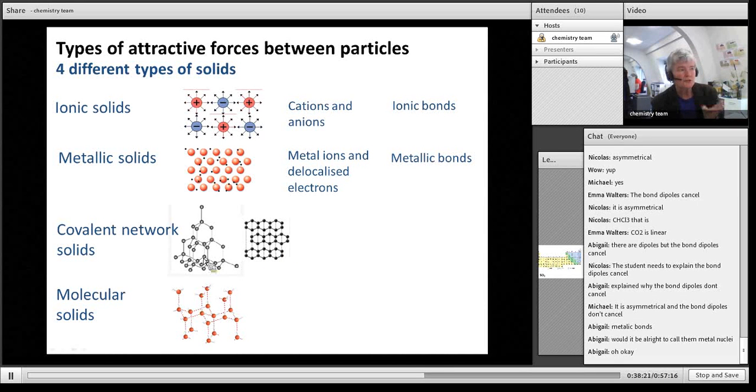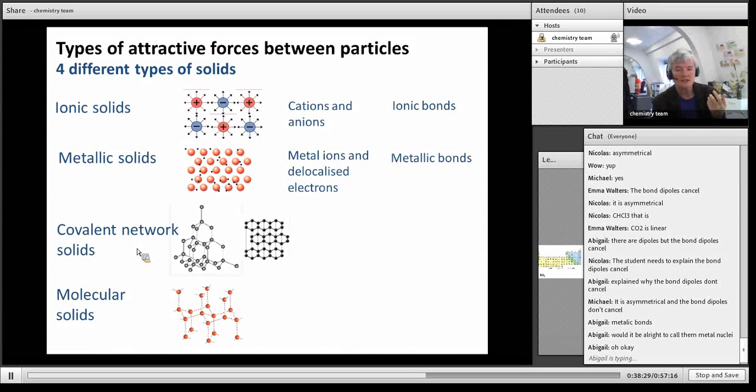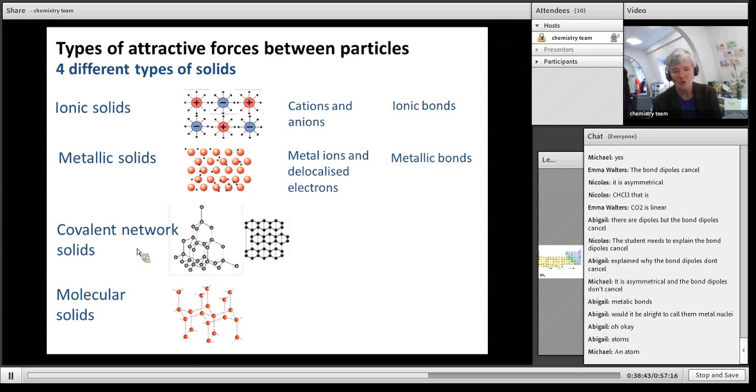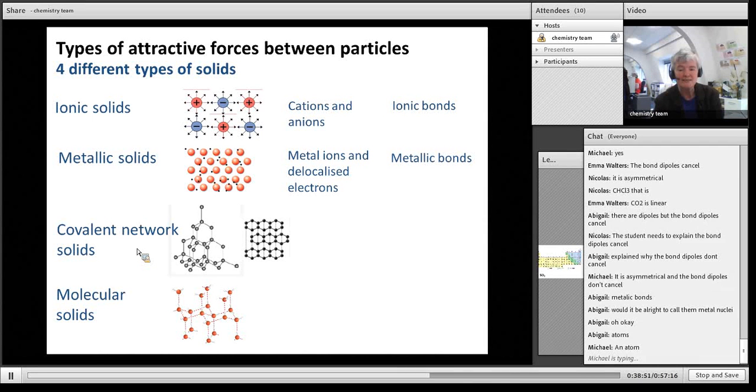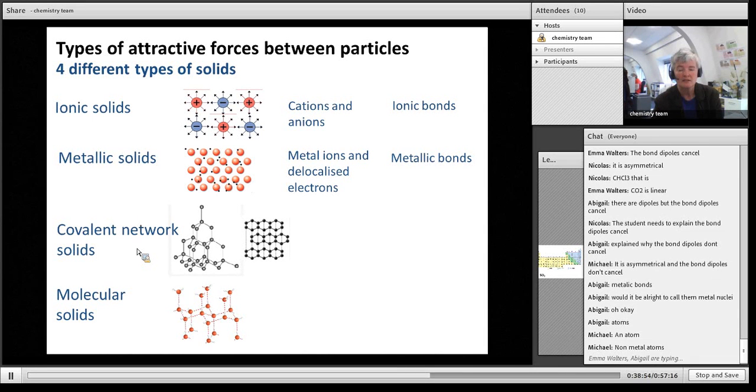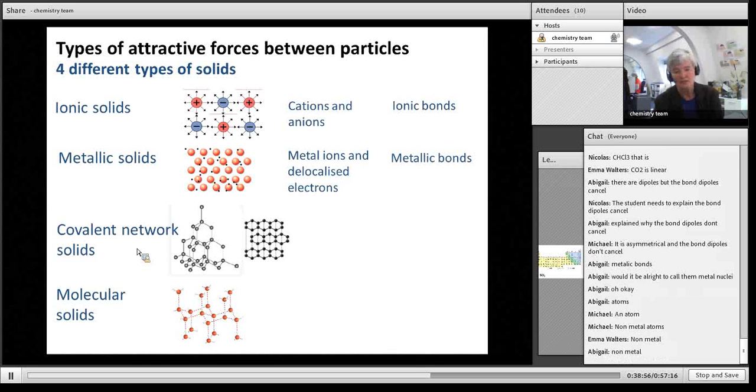Okay, what sort of particles would we find in a covalent network solid? Is it an ion? Is it an atom? Is it a molecule? What sort of particle? Anybody want to have a go? Michael, atoms, correct. And more specifically, what sort of atom? Metal atoms, non-metal atoms, or any atoms? Non-metal, correct. So specify non-metal atoms. Don't just say atoms.